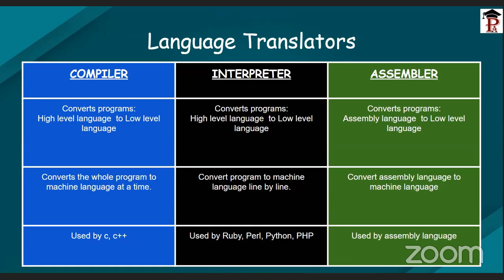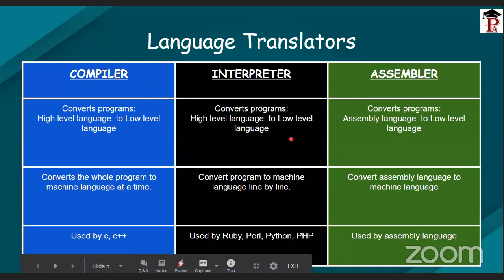Okay. One more question. Is this in the book? Because I'm trying to find it and I can't. Sir, please just explain shortly what is compiler, interpreter, and assembler?